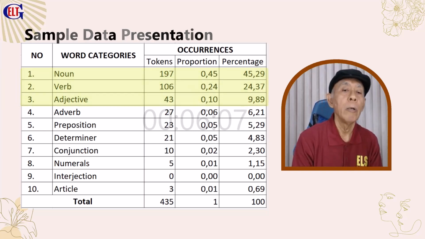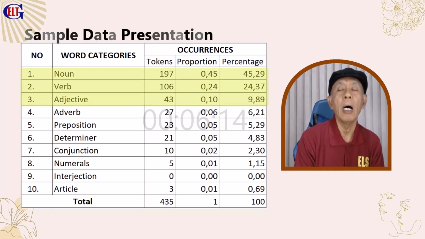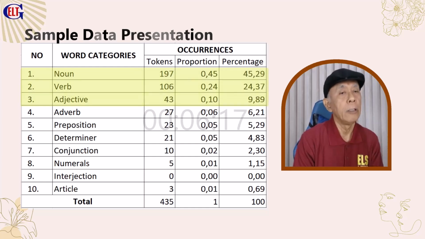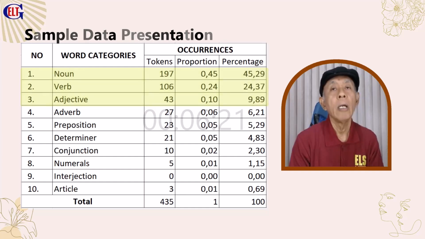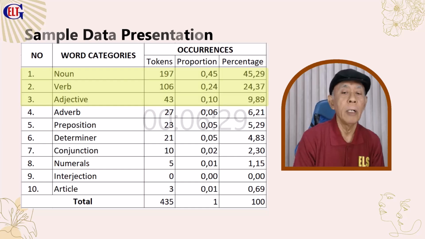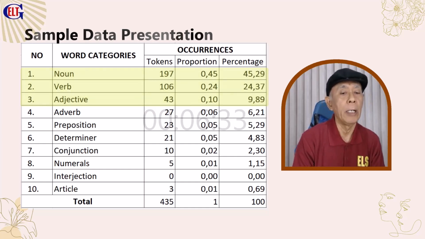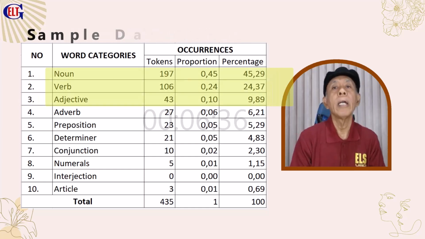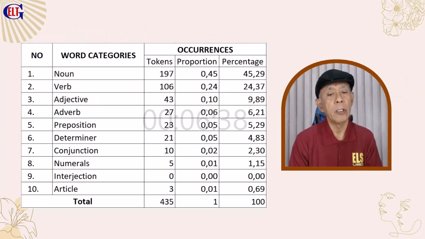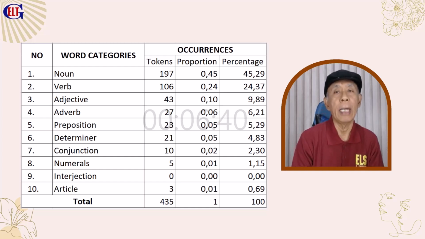From the table, we can say that the noun, verb, and adjective tokens contribute the most in the text. Their proportions are 0.45, 0.24, and 0.10 respectively. We can also say that the noun tokens constitute 45.29% of the text, the verbs 24.37%, and the adjective 9.89%. We can compute the proportion, percentage, and ratio of a dataset using Excel.